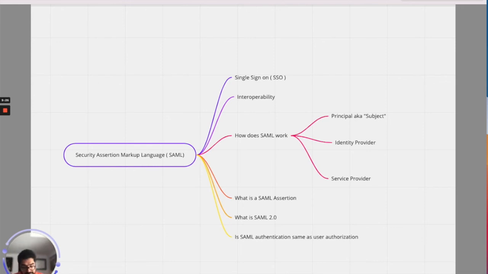Now, SAML has gone through different iterations. The most common one now is the modern version, SAML 2.0. SAML 1.1 has backward compatibility, but SAML 2.0 is the modern standard that systems use today to interoperate with each other. And this is where the whole concept of interoperability comes in.